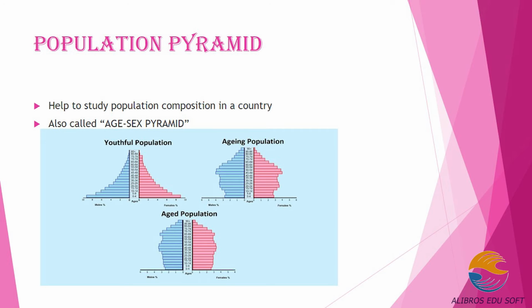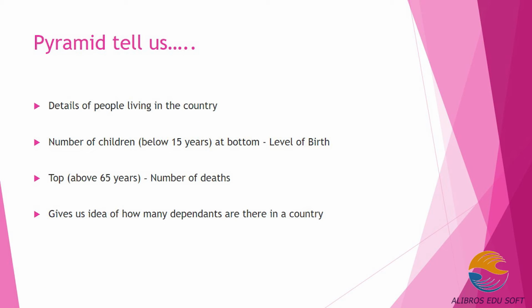Next is population pyramid. A population pyramid helps us study the population composition of a country. It is also called an age-sex pyramid. There are mainly three types of pyramid. The first one is the Christmas tree type pyramid. Next is the box type pyramid and the third one is the cup type pyramid. What does a pyramid tell us? The shape of the population pyramid tells the story of the people living in that country.